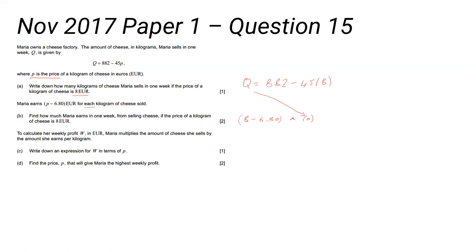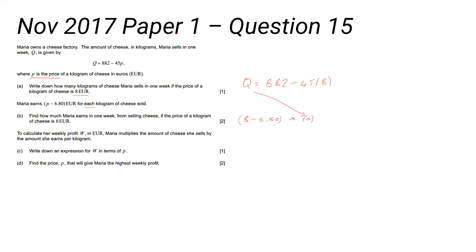And getting the answer out of the other end and writing down the answer. For part B, there are 2 marks. We're doing the same thing again. We're subbing eight in, but we need to multiply it then by the answer for A. So they're asking you to do a little bit more in the next part.